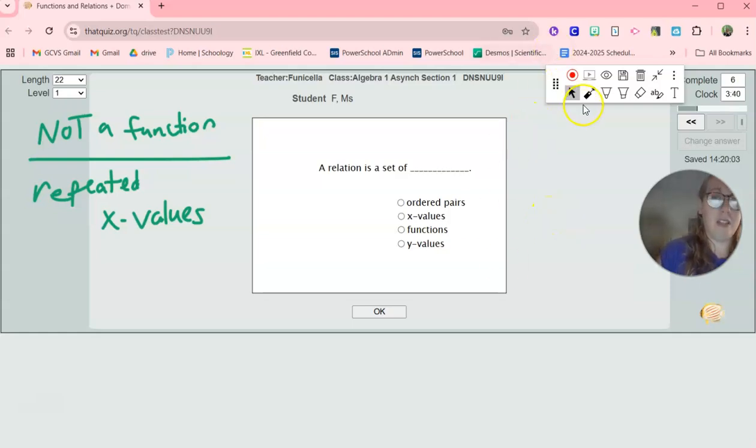A relation is a set of ordered pairs. So a relation is this relation that we have between our x and our y values. Sometimes it's a function, sometimes it's not, but it is a set of ordered pairs.